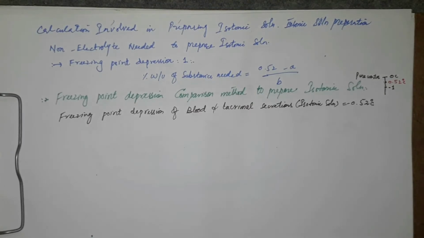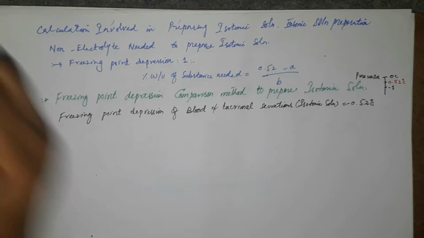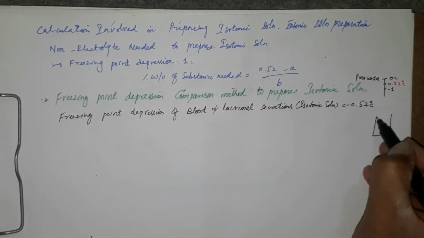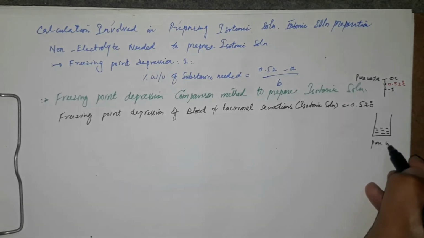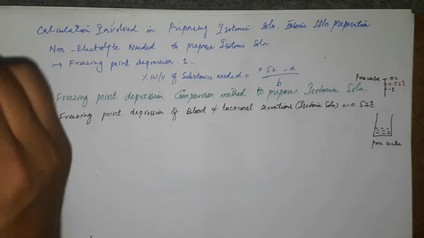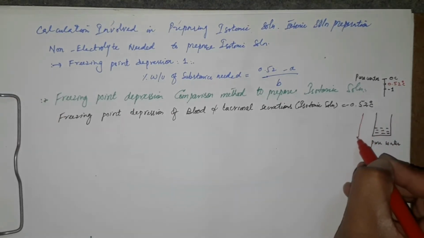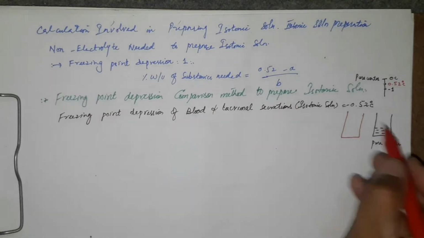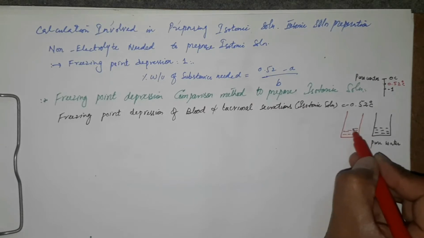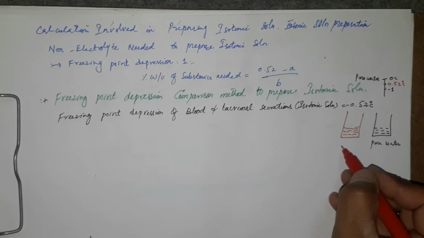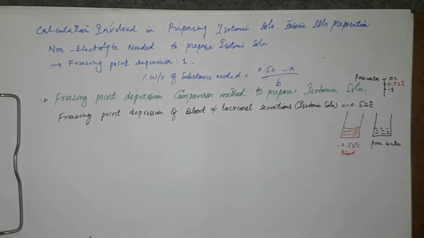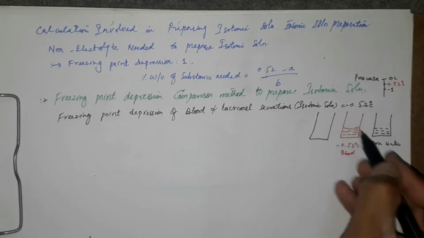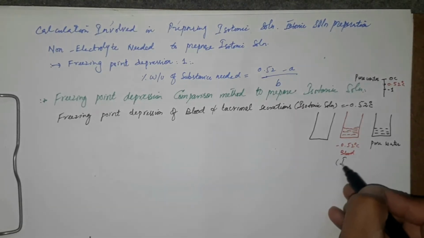So if we prepare another solution, for example, this is pure water, it will obviously freeze under normal condition at 0 degree centigrade. If this is our blood, this will freeze at minus 0.52 degree centigrade. But if we take another example, we prepare a solution like this, which will also be isotonic.